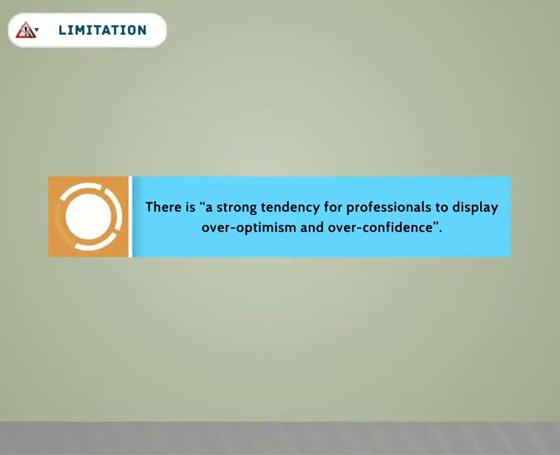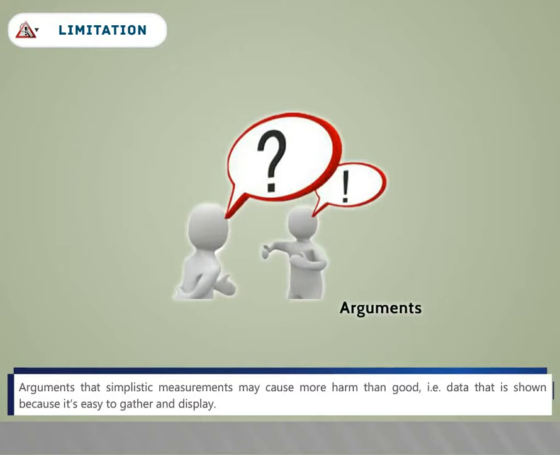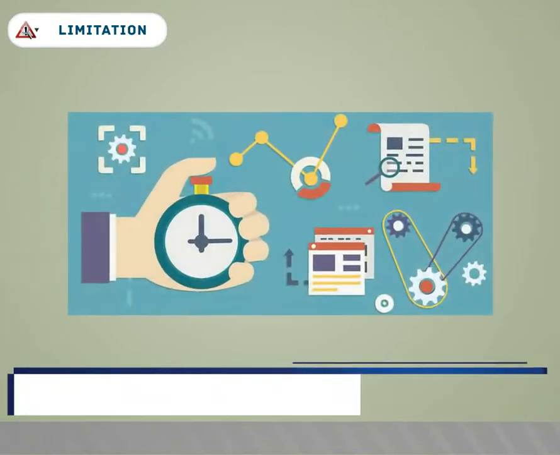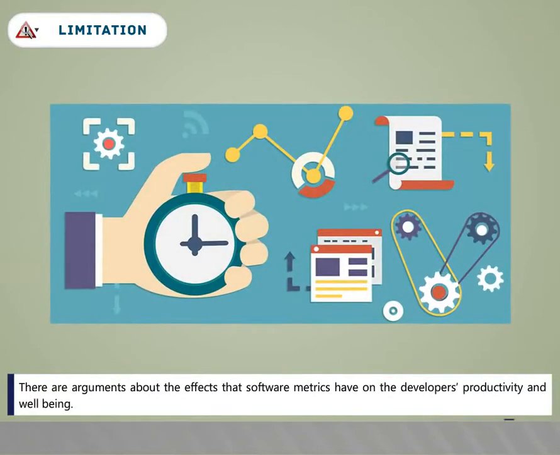Limitation. There is a strong tendency for professionals to display over-optimism and overconfidence. There are arguments that simplistic measurements may cause more harm than good, that is, data that is shown because it is easier to gather and display. There are also arguments about the effects that software metrics have on the developer's productivity and well-being.